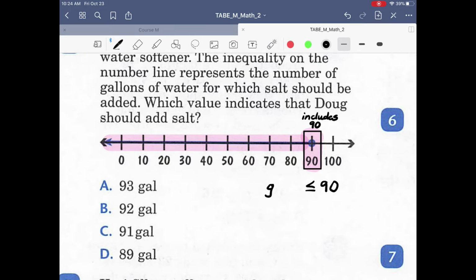So when the gallons reach this point, we add salt. Only one of our choices is in that interval. Only one of our choices is less than or equal to 90. So it could be D, but the others are greater than 90. And that is not consistent with our graph.